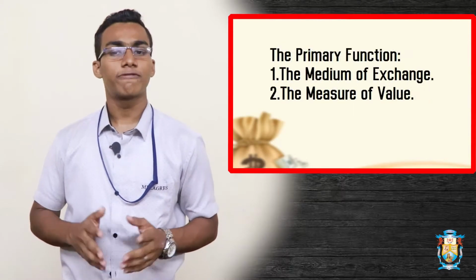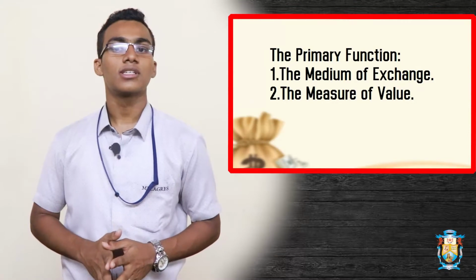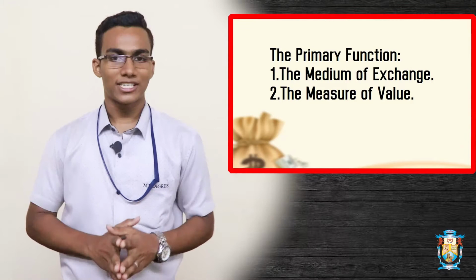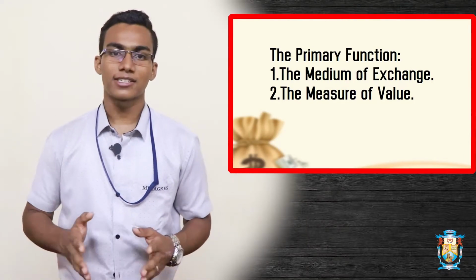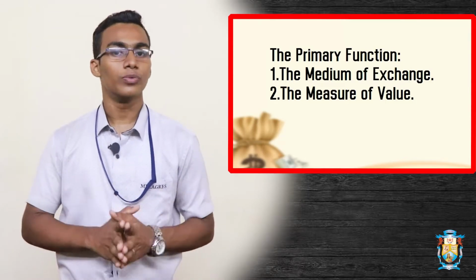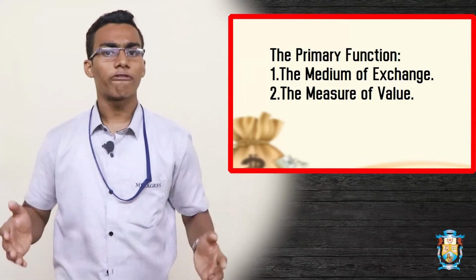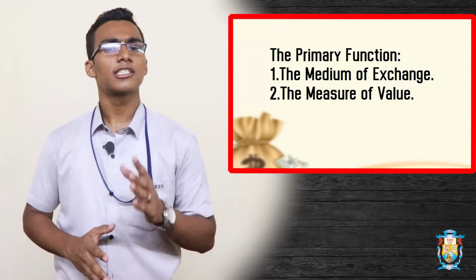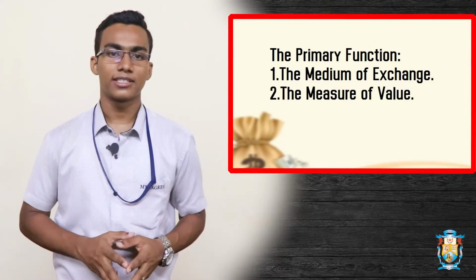Now let us move on to the first function, that is the primary function. The primary function includes the medium of exchange and the measure of value. The medium of exchange. In earlier days, the barter system was in practice, and goods themselves were given in exchange of a particular good. As you all know, money is a generally accepted source of buying and selling of goods and services. It possesses the purchasing power through which cash transactions can be done.